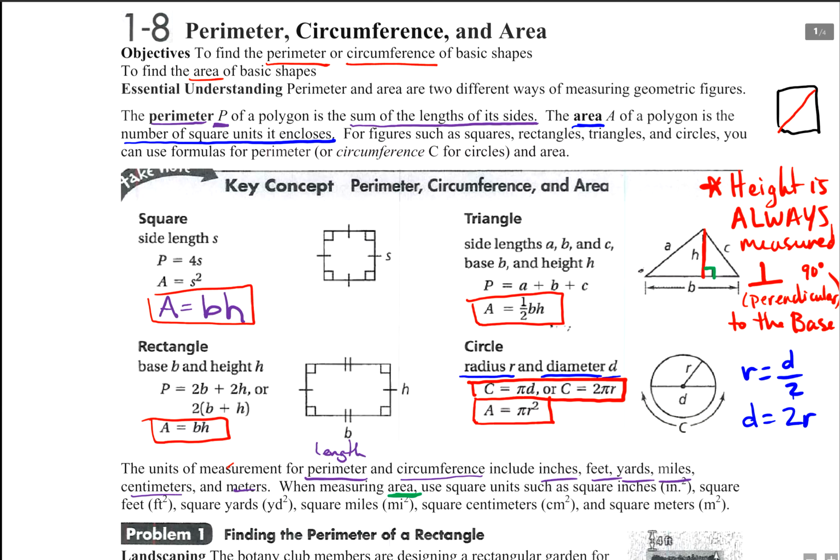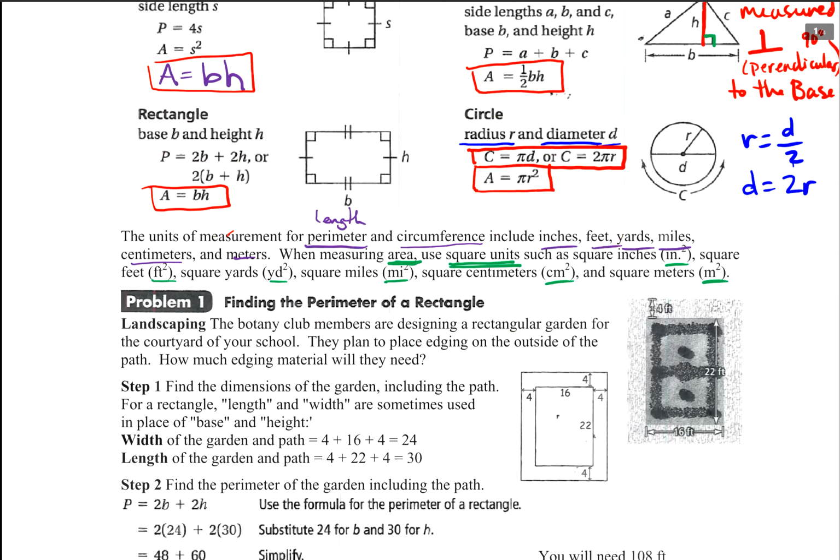When we're measuring area, we use square units. Area is always squared. So things like inches squared, feet squared, yards squared, miles squared, centimeters squared, meters squared. Anytime you are doing an area, because we are multiplying 2 lengths, a base and a height, we get length squared. Let's look at our first example here.